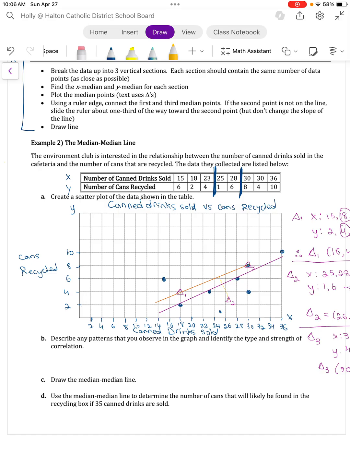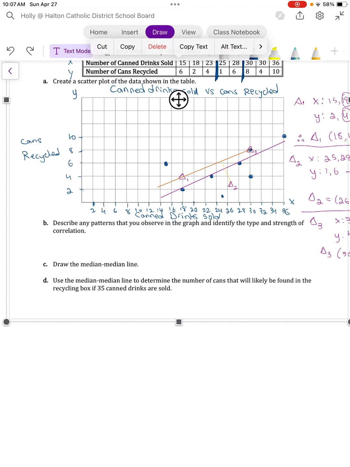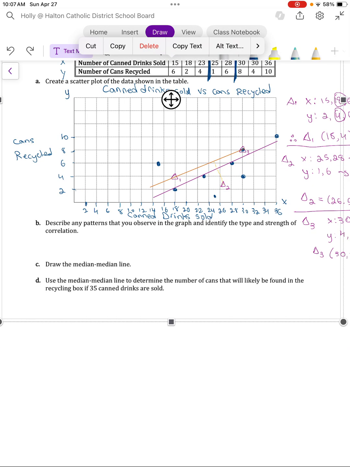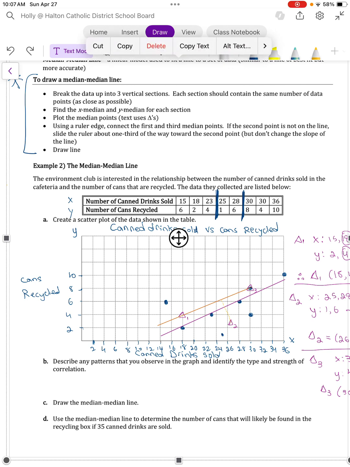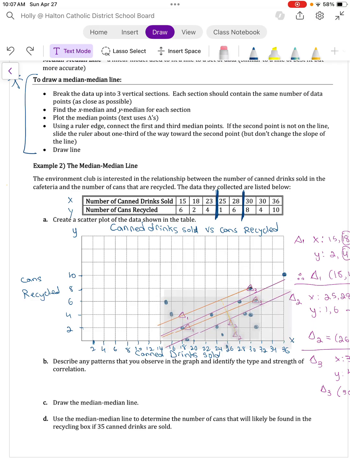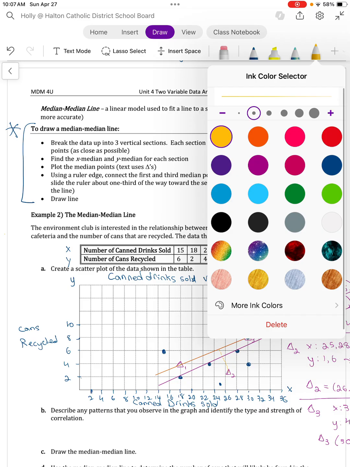Okay, so I'm going to see if I can select and move that line. One second. It actually moves all my points. So I'm going to draw it a different color so you can see, and I'll write it out. The final one is, let's make it green.